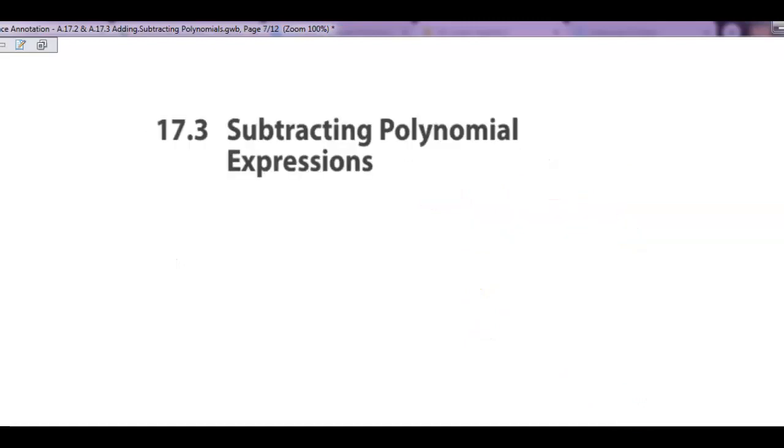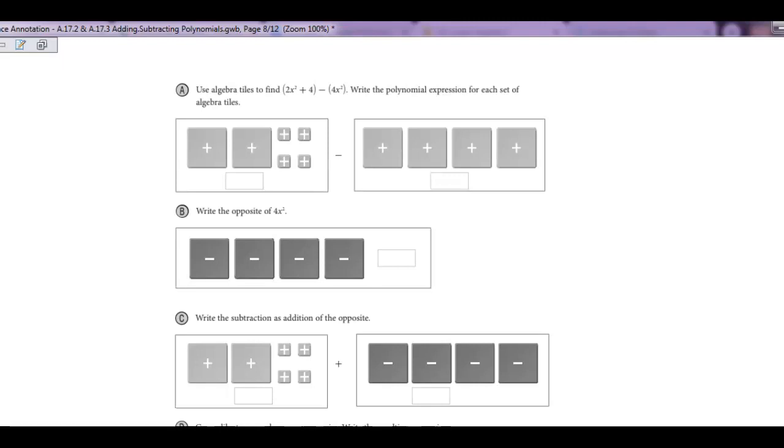We can also subtract polynomial expressions and do it very similar. So when I have these, we're displaying 2x to the second power plus 4 minus 4x squared, sorry. So this is 2x squared, and then I have 1, 2, 3, 4. So this is 2x squared plus 4. And then I have an x squared, an x squared, an x squared, and x squared. So I have 4 of these. So this is my 4x squared.